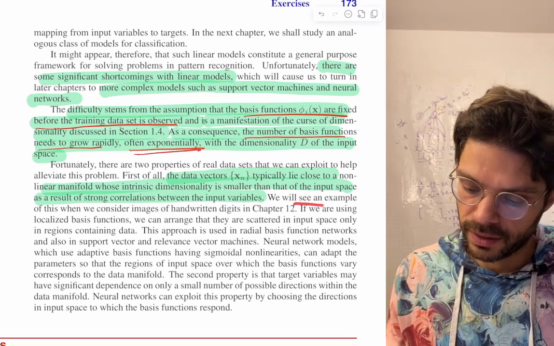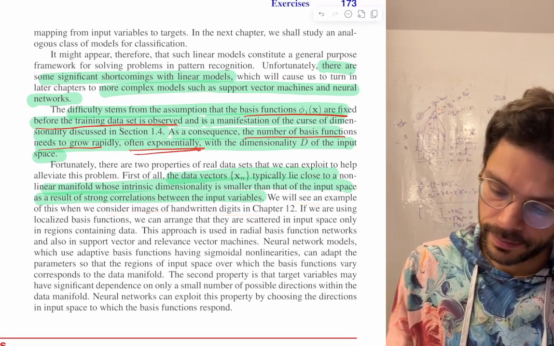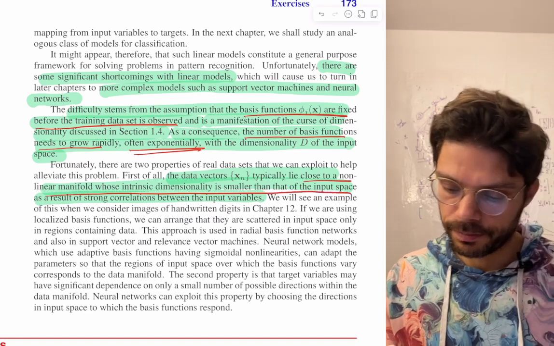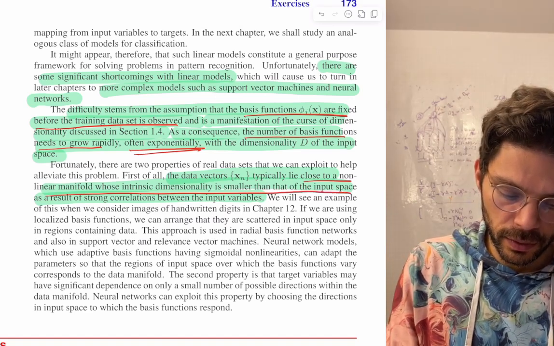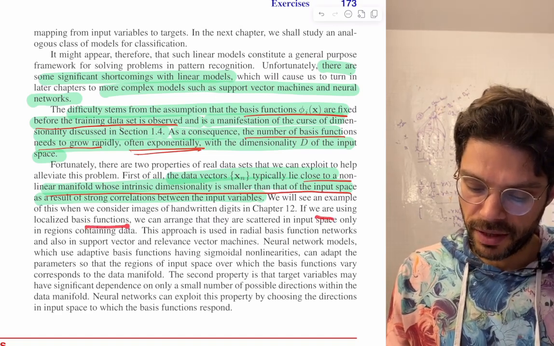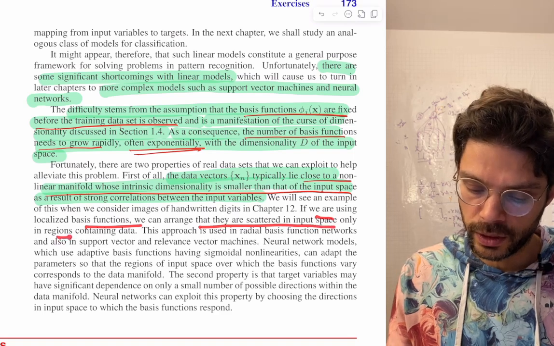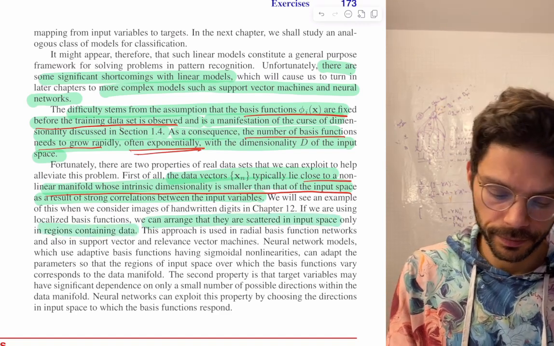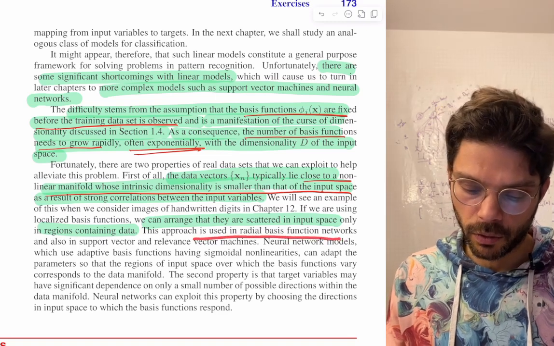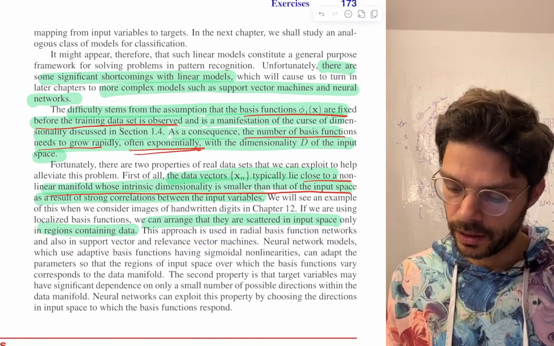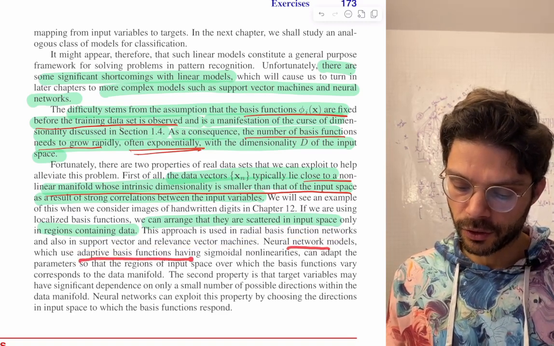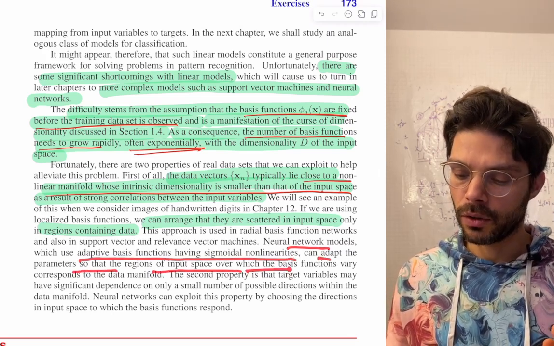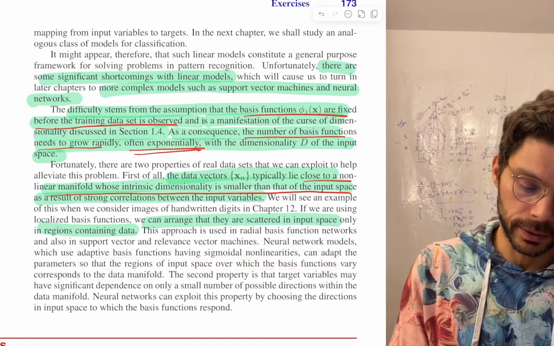Okay, so we'll see an example of this, and I should highlight that the intrinsic dimensionality is smaller than the input space. Okay, so if we're using localized basis functions, we can arrange that they are scattered in input space only in the regions containing the data. This approach is used in radial basis function networks and also in support vector and relevance vector machines, which you'll see. Neural network models, which use adaptive basis functions having sigmoidal nonlinearities, can adapt the parameters so that the regions of input space over which the basis functions vary correspond to the data manifold.